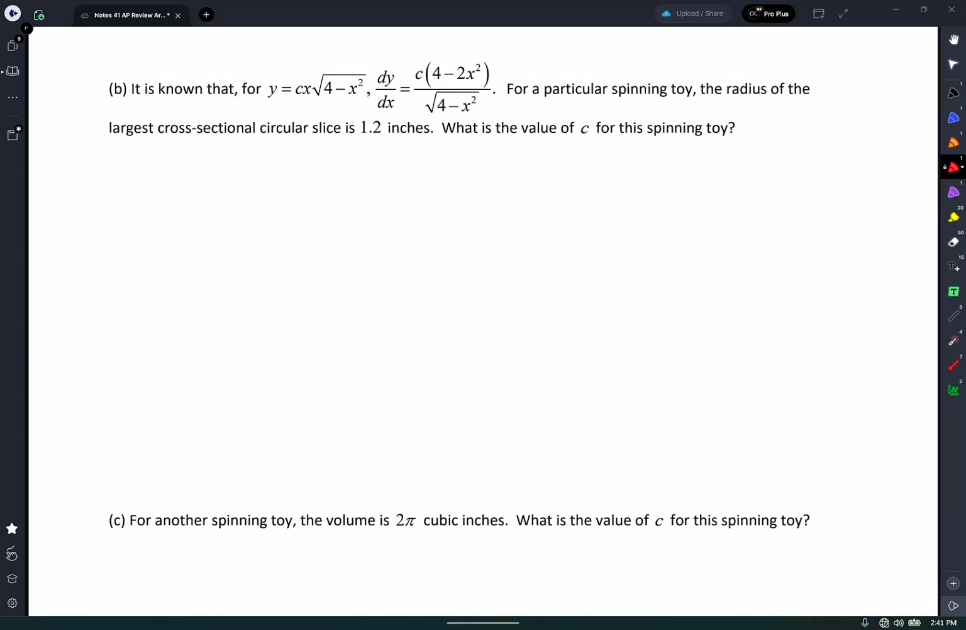Letter B. Everyone go to letter B. It is known that y equals cx square root of 4 minus x squared. It is known that for y, okay, the derivative is that. So they give me the derivative. For a particular spinning toy, the radius of the largest cross-section, circular slice, is 1.2 inches. This is the largest area, largest radius. What is the value of C for this spinning toy?